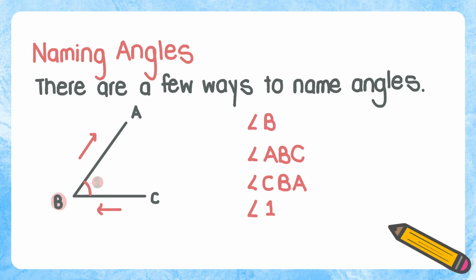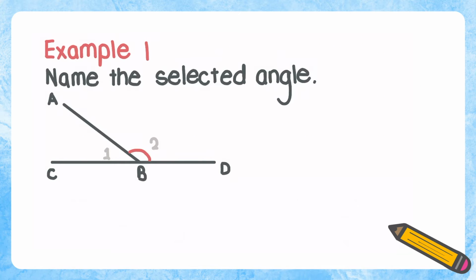Also notice here that there's the little 1. It might be a little hard to see on your screen, but we can also name this angle as angle 1 since it's labeled with the number 1. Although these are all correct ways to label the angle, I would recommend using the bottom 3 options to name an angle. And I'll talk a little more about why we don't want to use something like angle B in the upcoming example. Let's take a look at an example.